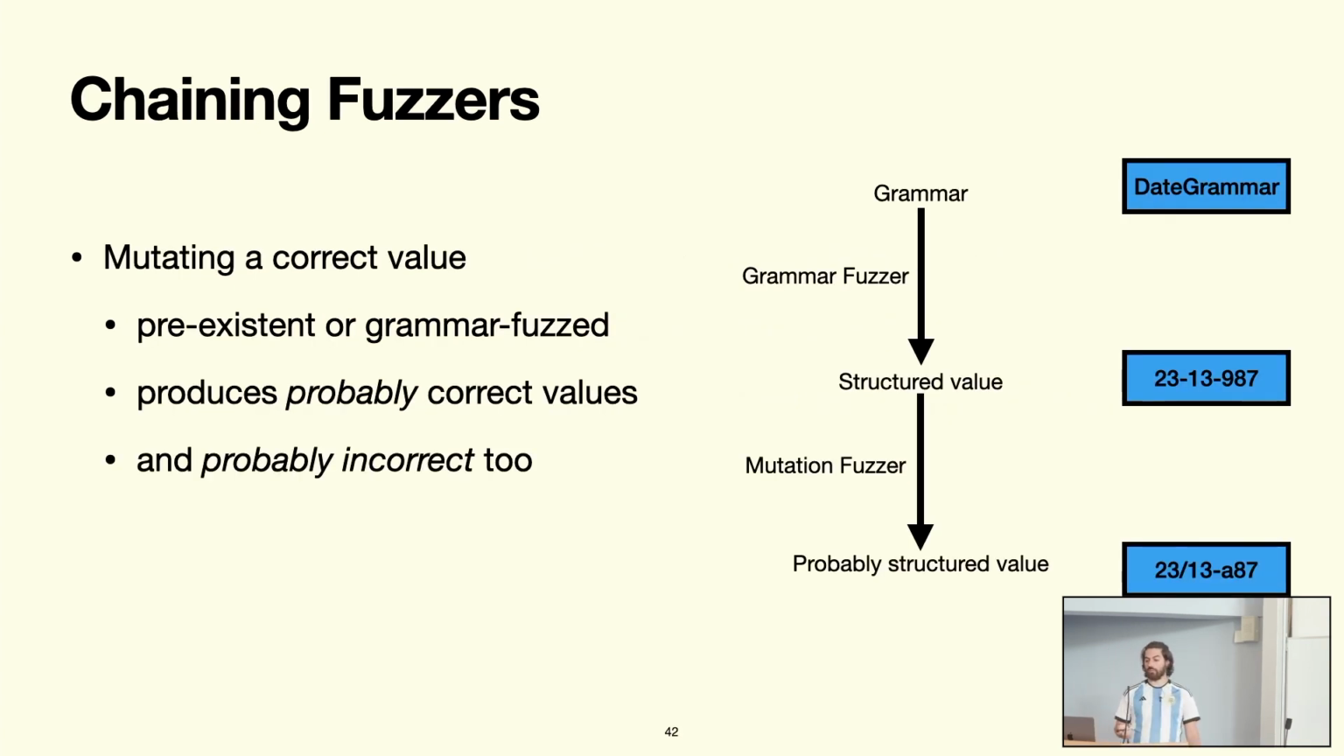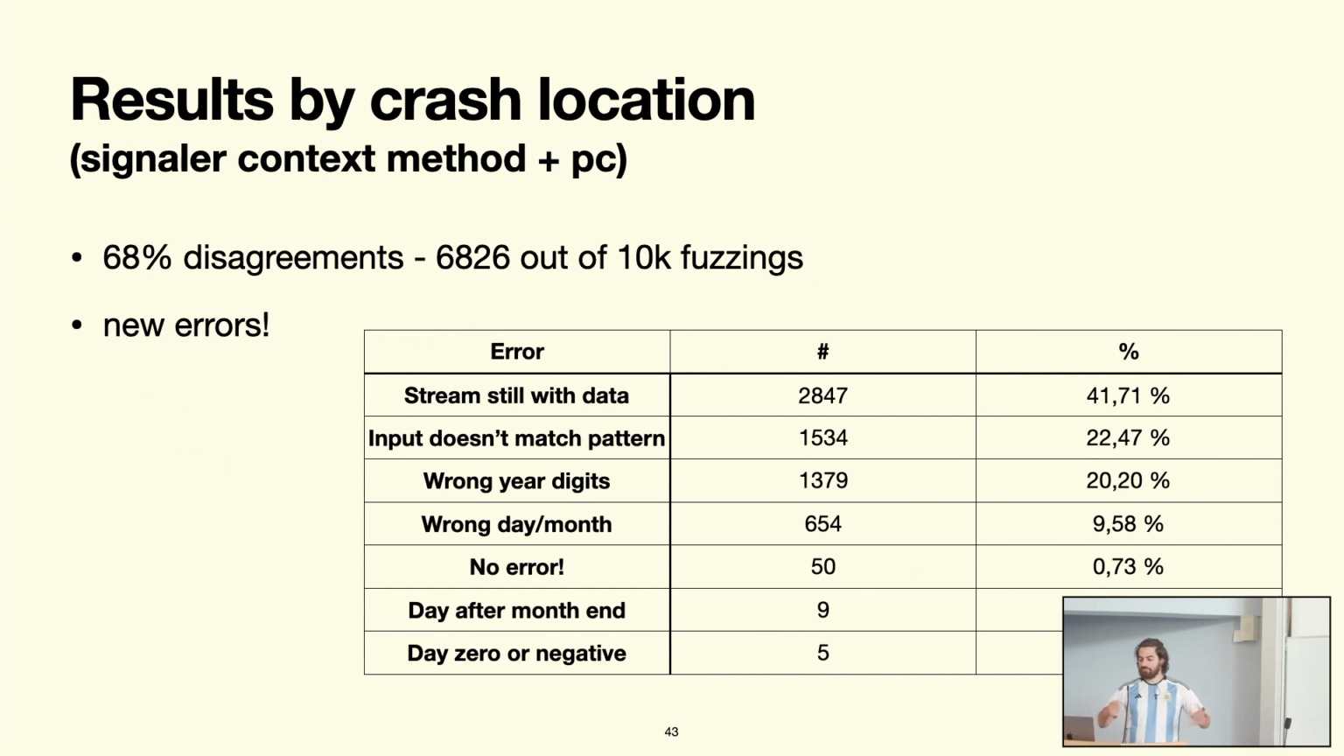And the thing that we are going to do is chain the Phuzzers that we already have. So if we use for our mutation Phuzzer the inputs generated by our grammars, then we can generate structured values from the grammar, and by mutating them, we get values that are probably correct, and probably incorrect, too. And then I ran this 10,000 times to find stuff. And I had some interesting results.